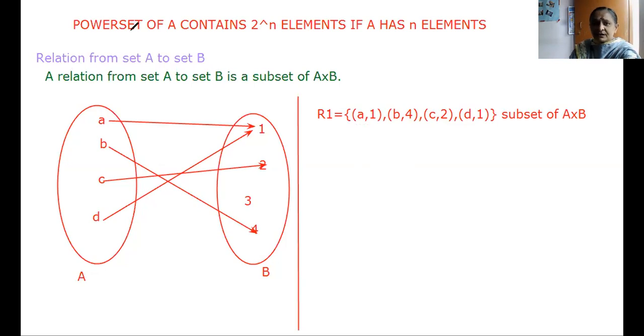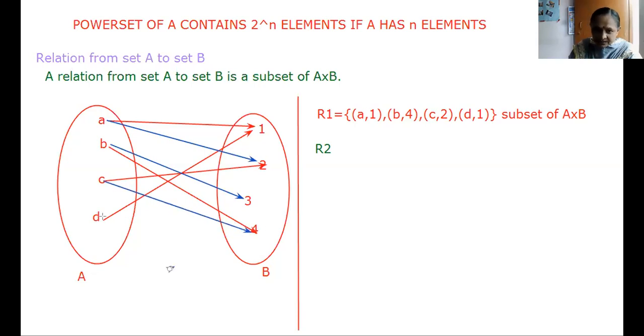Okay. Now let us go for another relation. Let me write it as R2, and I can add a few more things here. Because I have additionally added, let me change the color. Let me join a to 2. Let me join b to 3. Then let me join c to 4.